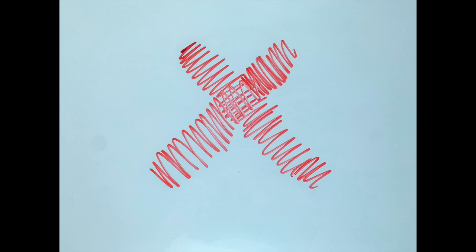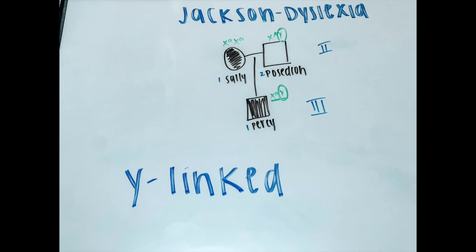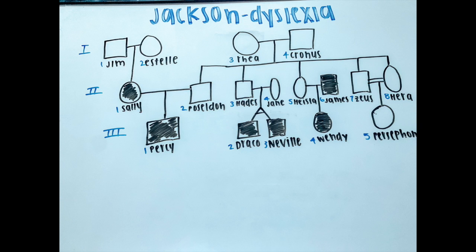Lastly, Y-linked. Right off the bat, we know this is incorrect because all males would have the trait. Poseidon doesn't, Sally does. And that's a wrap. Dyslexia is autosomal recessive in this case.